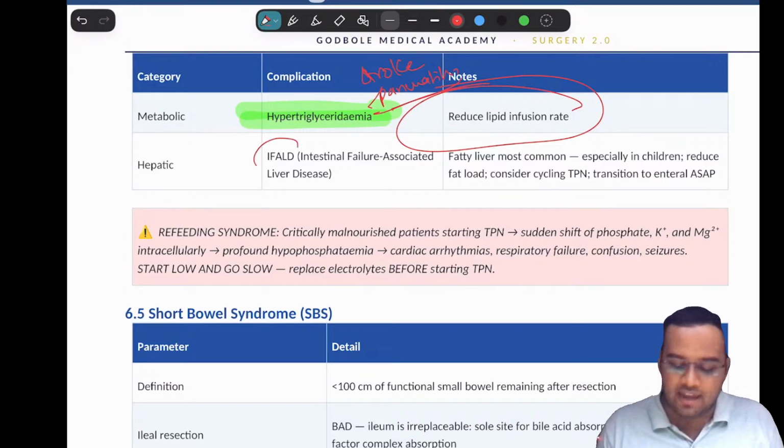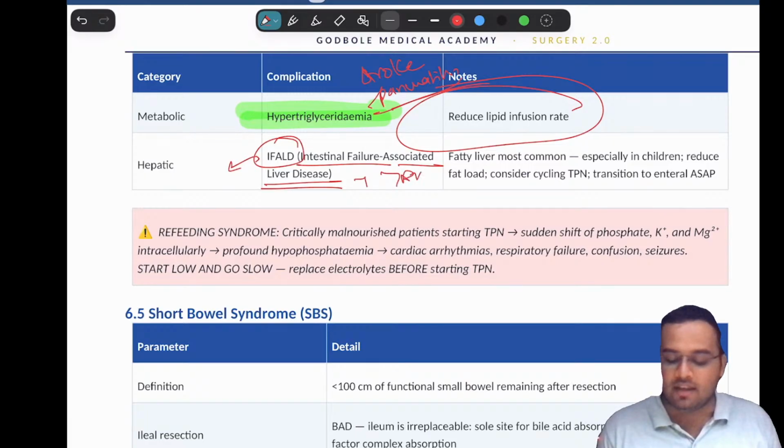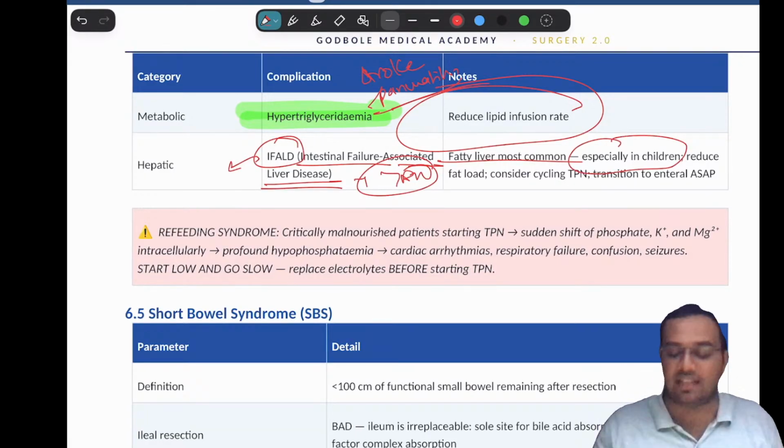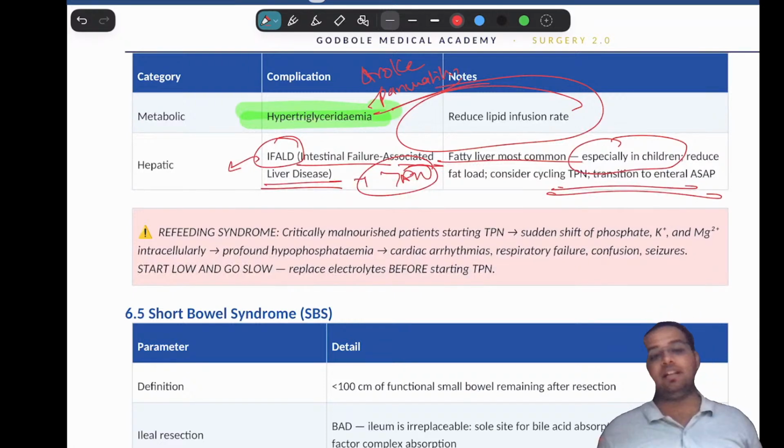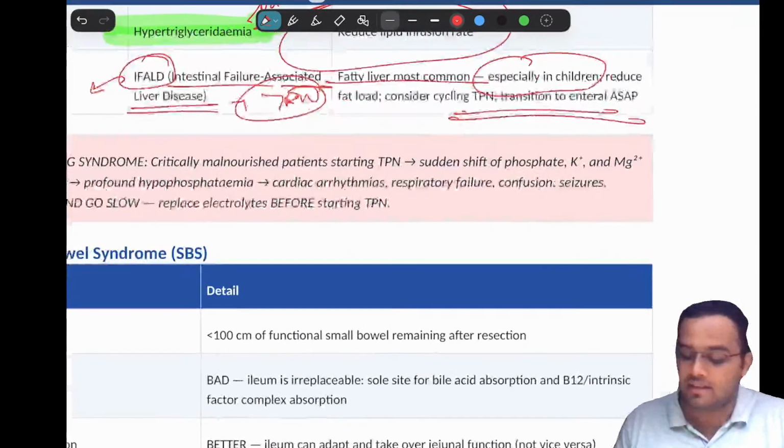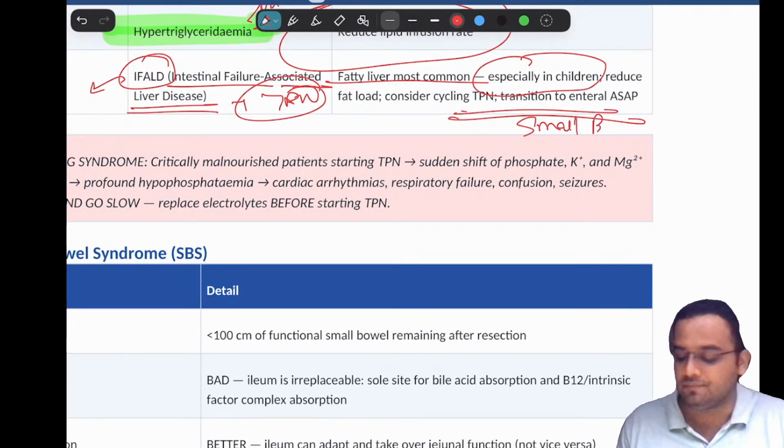And IFALD. What is IFALD? It is intestinal failure associated liver disease because of TPN. So fatty liver is developed, especially in children, and whenever these changes are starting, try to transition to enteral nutrition as soon as possible, or you can consider a small bowel transplant. So you should know it.